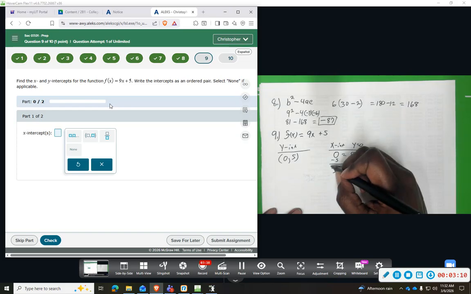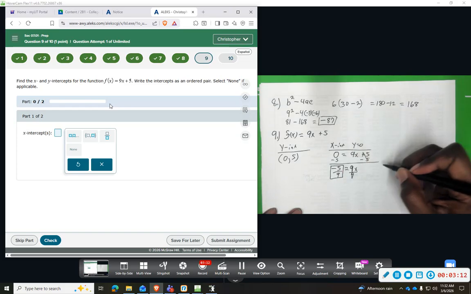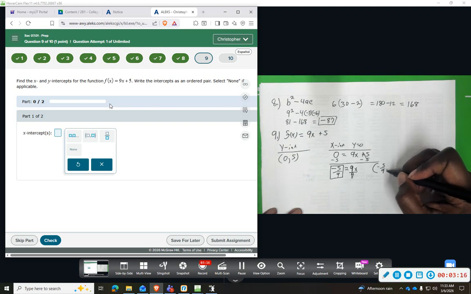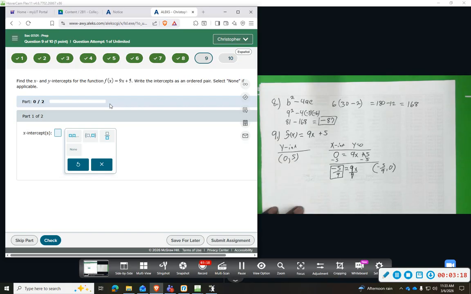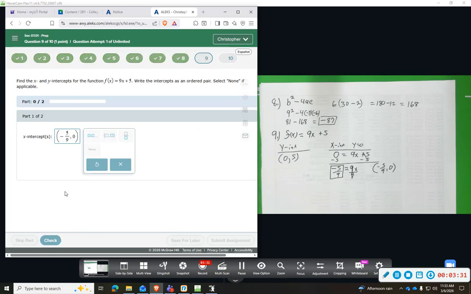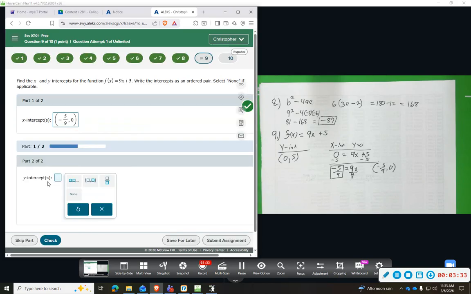And so we get x equals negative 5/9. As an ordered pair, negative 5 over 9, comma 0. So the x-intercept is negative 5/9, 0. And then the y-intercept is 0, 5.